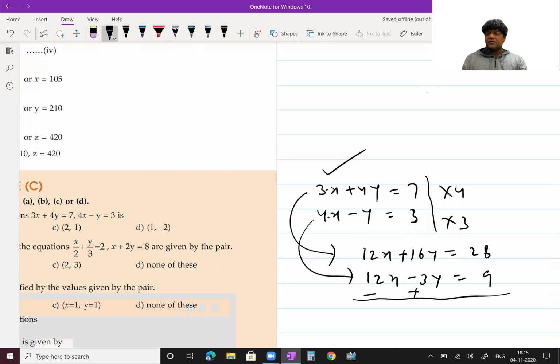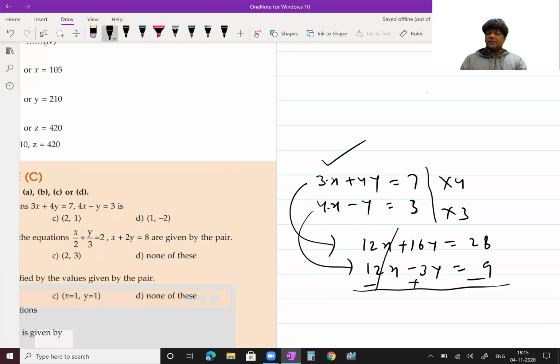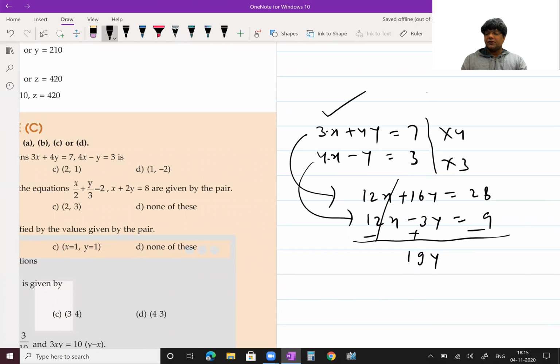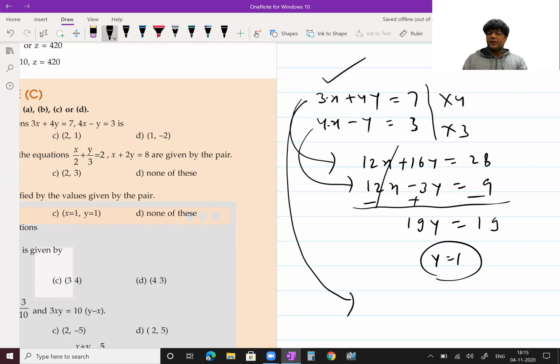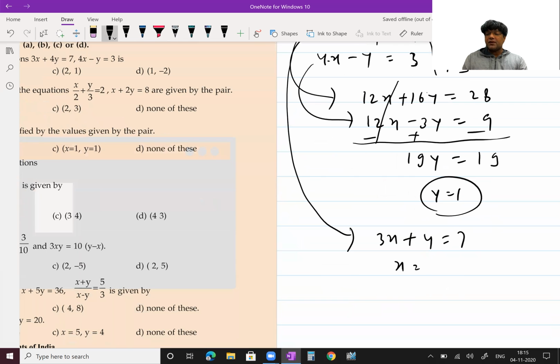And then subtract these two equations. 12x cancelled. 16 plus 3, 19y is equal to 28 minus 9, 19. So y is equal to 1. Substitute in the first equation or second equation, whichever you like, you will get the value of x. So 3x plus 4 into y, that is 4 into 1, 4, is equal to 7. So 3x is equal to 3, means x is also equal to 1. Your answer: x is equal to 1, y is equal to 1.